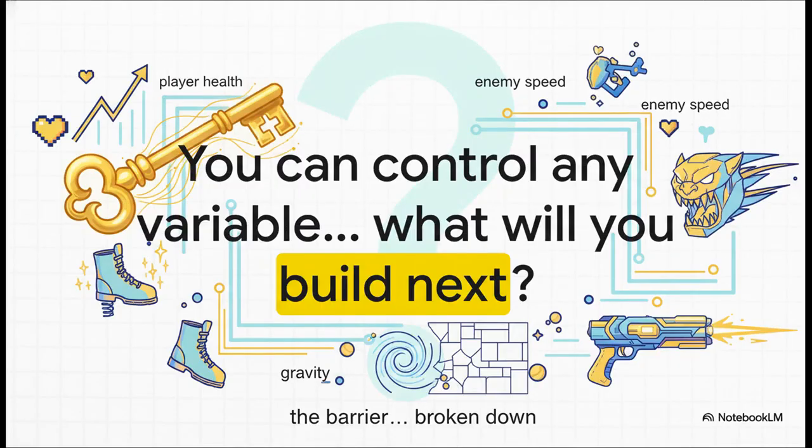So I'm going to leave you with this thought. You now hold the key to connect any variable from your code directly to your editor. Player health, jump force, enemy speed, weapon damage, the color of a particle effect, the pull of gravity. Literally, if it can be represented by a variable, you can now control it from the inspector. The barrier between your code and your game has been torn down. Now that you have this power, what will you build next?